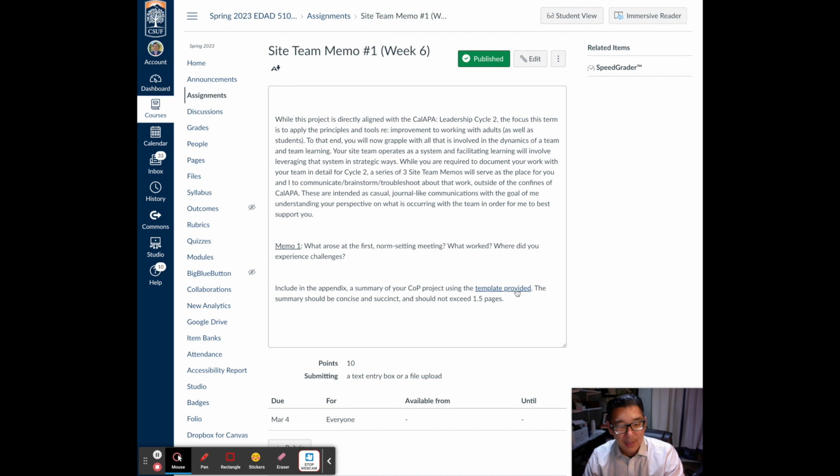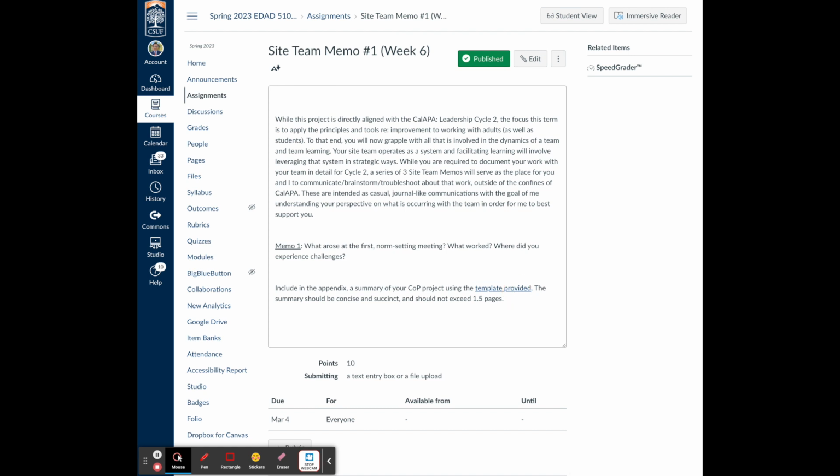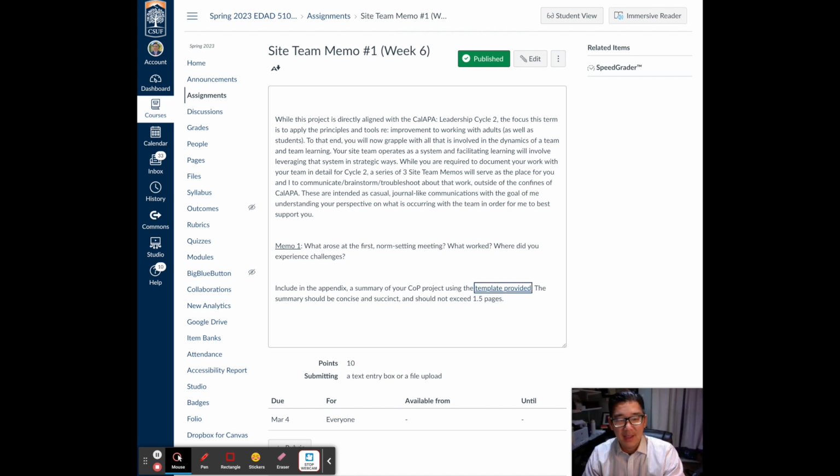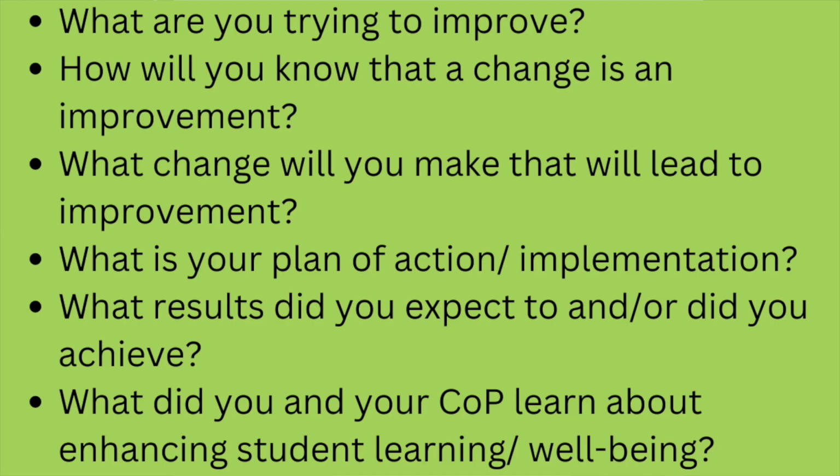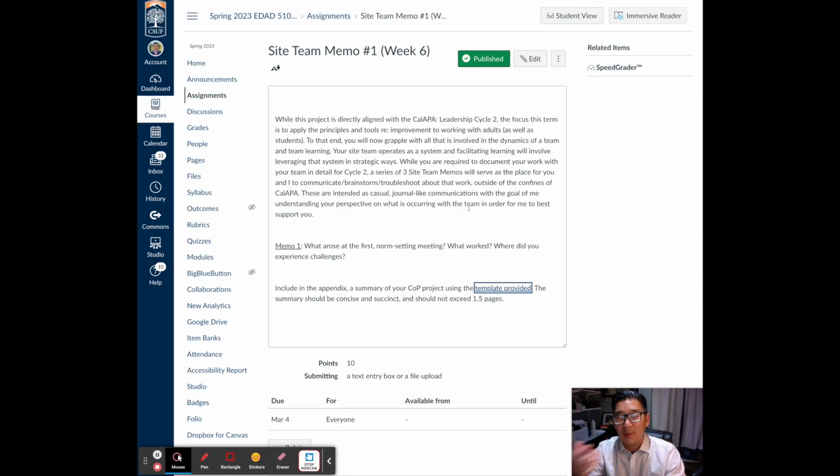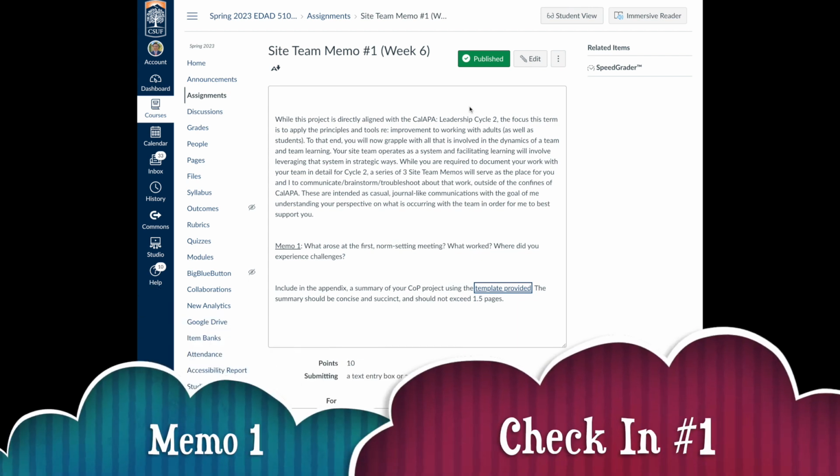And then I also have a template here. So if I click on this template, let's see. I don't know if that's going to show up or not, but that template is basically asking a couple of questions. What are you trying to improve? How will you know that a change is improvement? What change will you make that will lead to improvement? What is your plan of action? What is your plan of implementation? What results did you expect and or achieve? So those are the questions they're asking themselves. So this would be the first check-in with me and with others at week 6, our memo number 1.